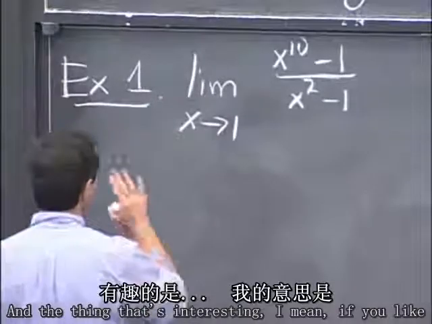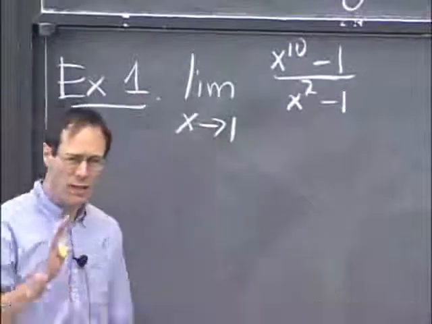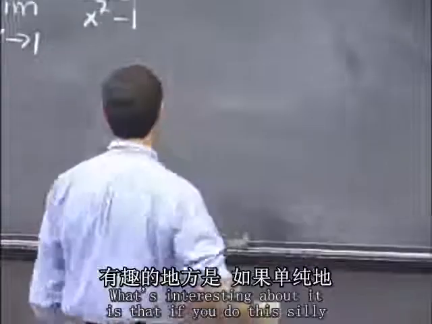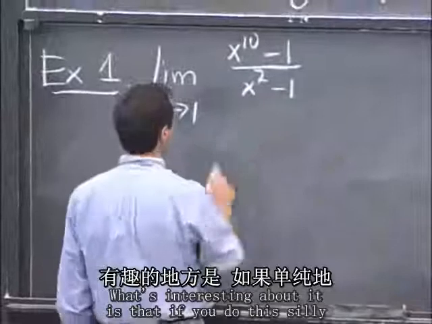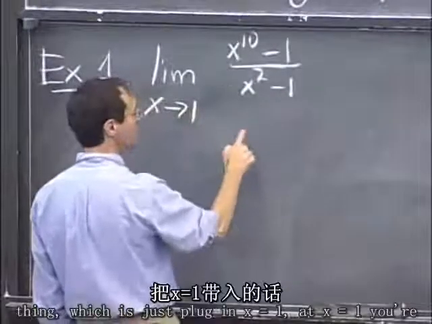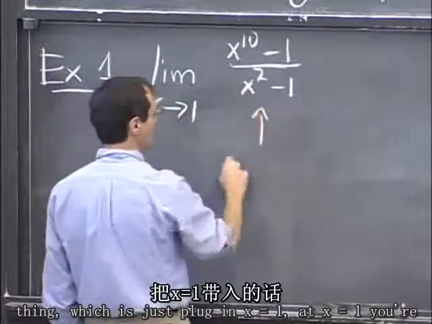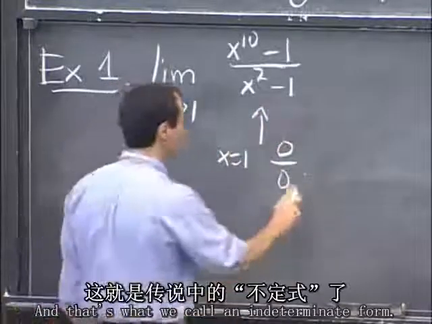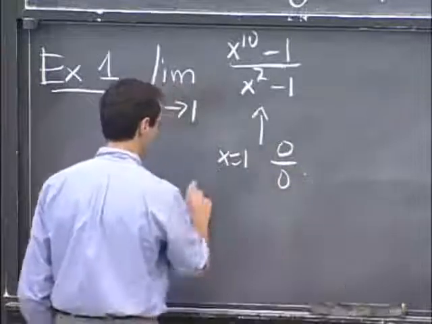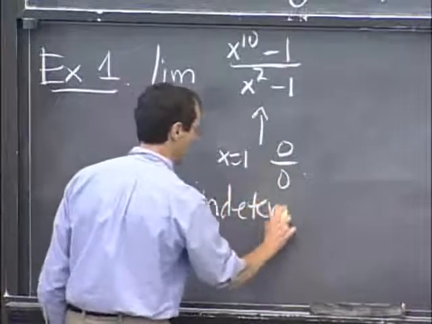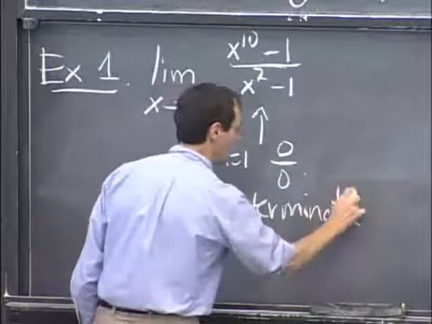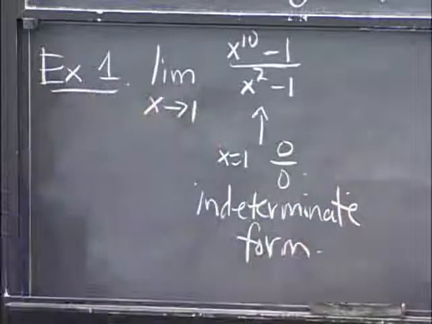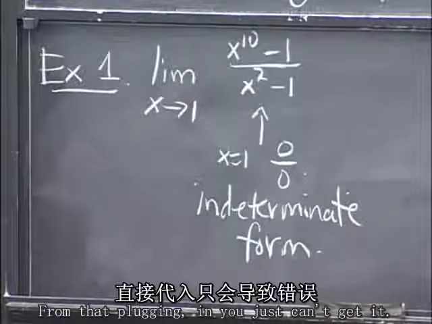And the thing that's interesting, this is in the category that we mentioned at the beginning of the course of interesting limits. What's interesting about it is that if you do this silly thing, which is just plug in x equals 1, you're going to get 0 over 0. And that's what we call an indeterminate form. It's just unclear what it is from that plugging in. You just can't get it.